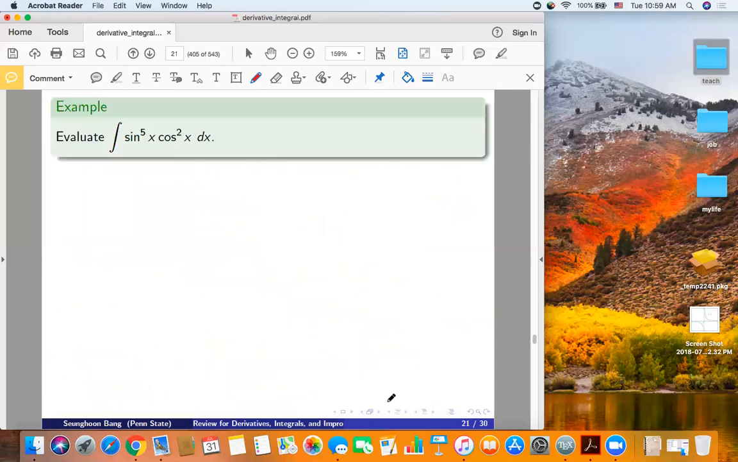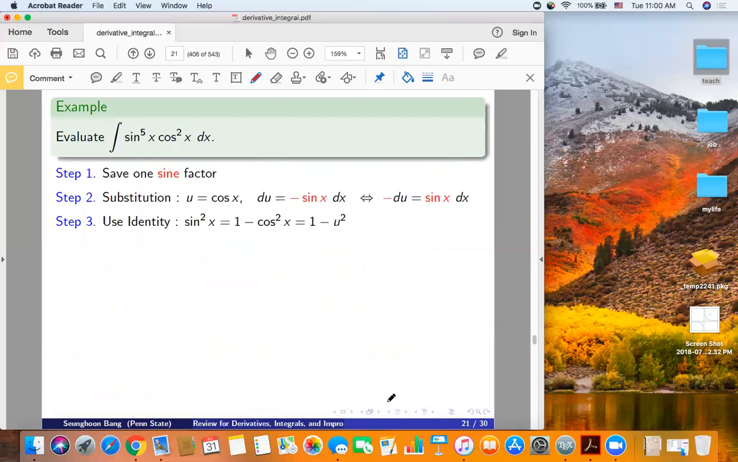Evaluate the integral of sine 5x cosine square of x dx. We can follow these steps. Step 1: save one sine. You change sine to the power 4x, and keep cosine square of x times sine x dx.